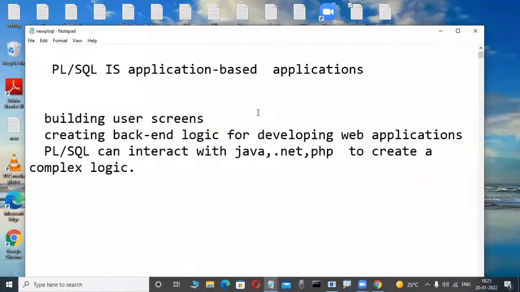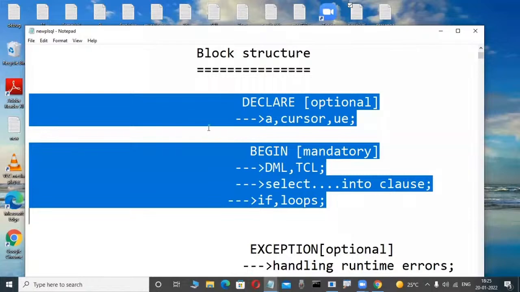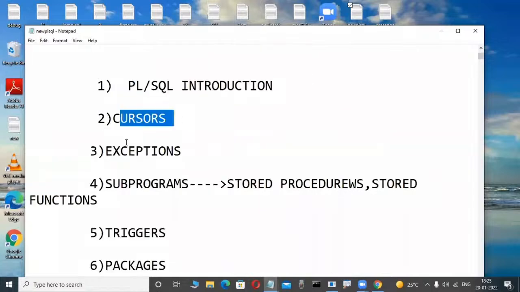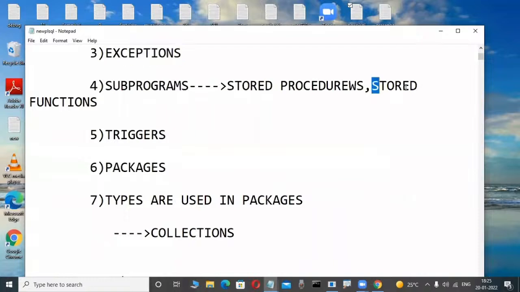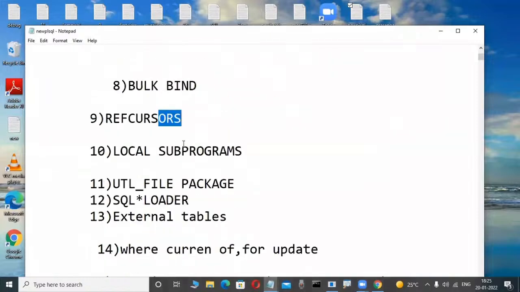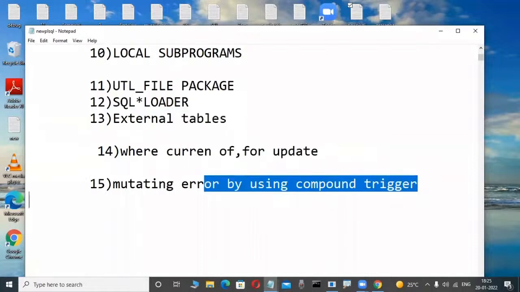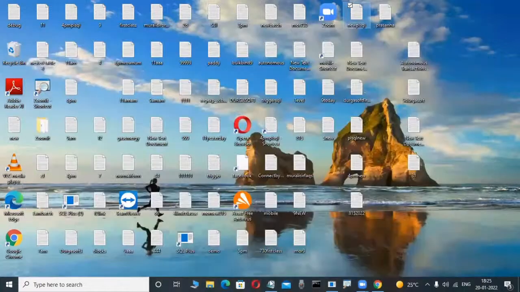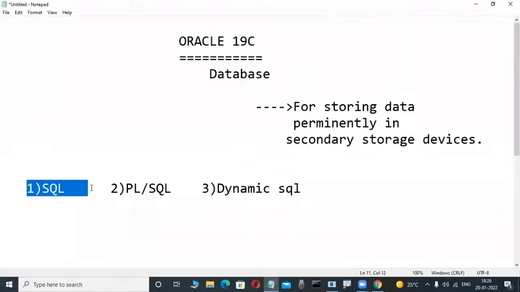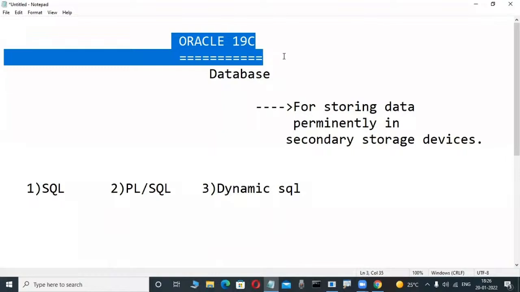In PL/SQL, some little bit of coding you are writing. In that one: cursors, exceptions, stored procedures, stored functions, triggers, packages, types, collections, bulk bind, ref cursors, local subprograms, UTL_FILE packages, SQL*Loader, external tables, so many things like this. So much syllabus is there. Don't worry. That's why we learn the SQL language first. After that, once you have some knowledge, then you learn PL/SQL. Through these two languages, we are operating this Oracle software.